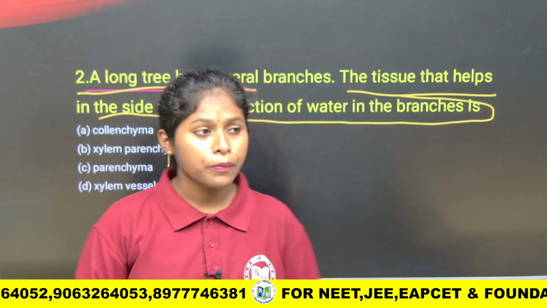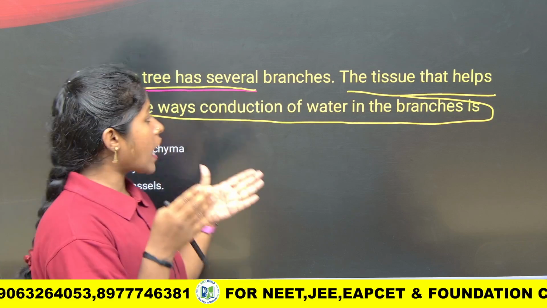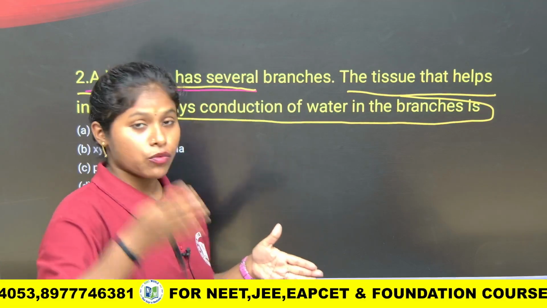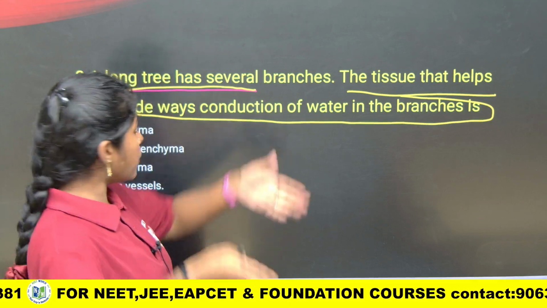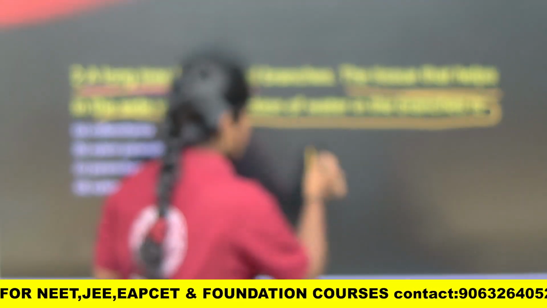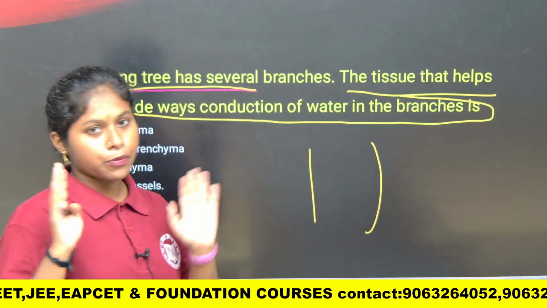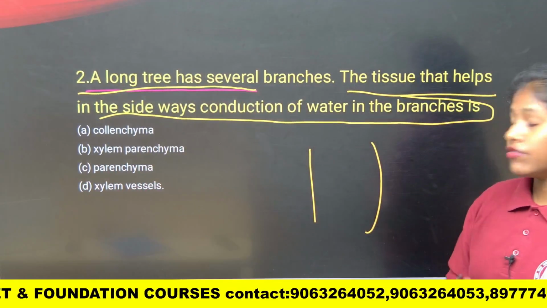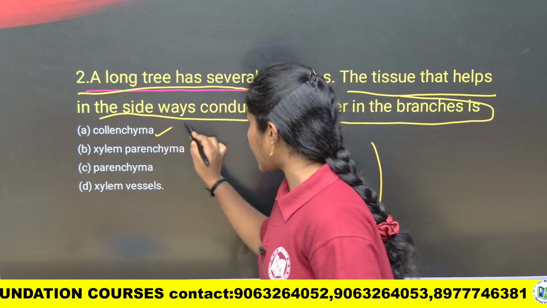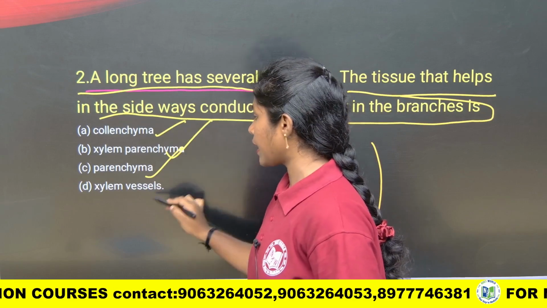They are asking about the sideways conduction of the water. What is meant by conduction is nothing but transportation of water happening by the sideways, not tubes. By the sideways the water is transporting to the branches. So they are asking which type of tissue it is. It is a collenchyma, it is a xylem parenchyma, it is a parenchyma or xylem vessels.